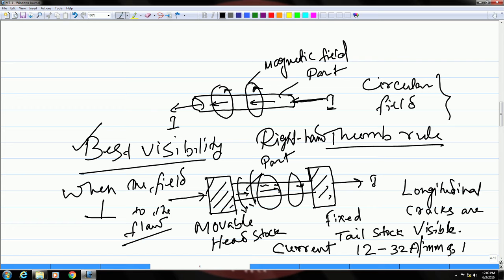Then we went ahead and saw a few methods by which you can magnetize the part, and this was the first one, using two electrodes and clamping the part in between these two electrodes. For clamping the part, one of the electrodes is movable and the other one is fixed. And then we saw the current requirement also for this kind of magnetization. The magnetizing current is in this range, depending on the size of the part.